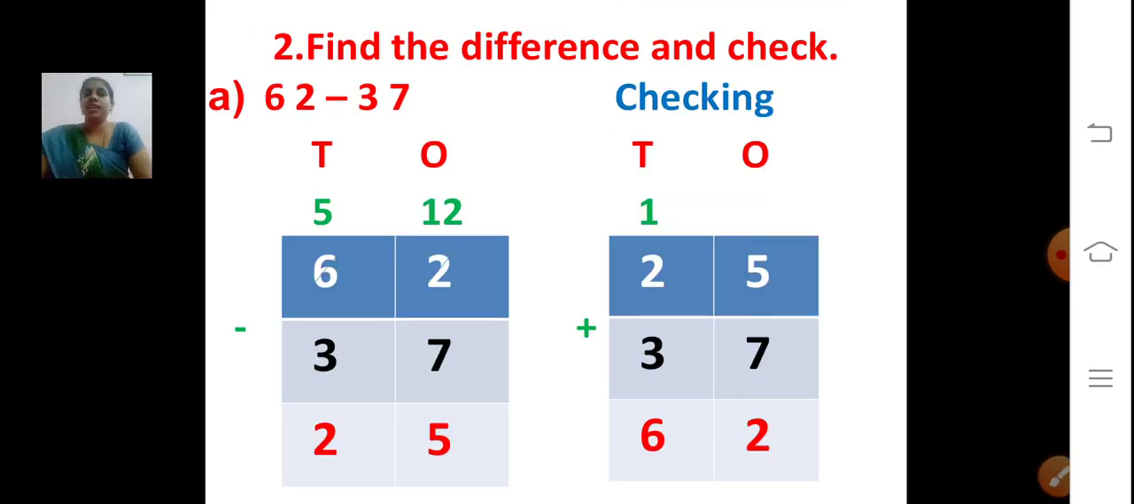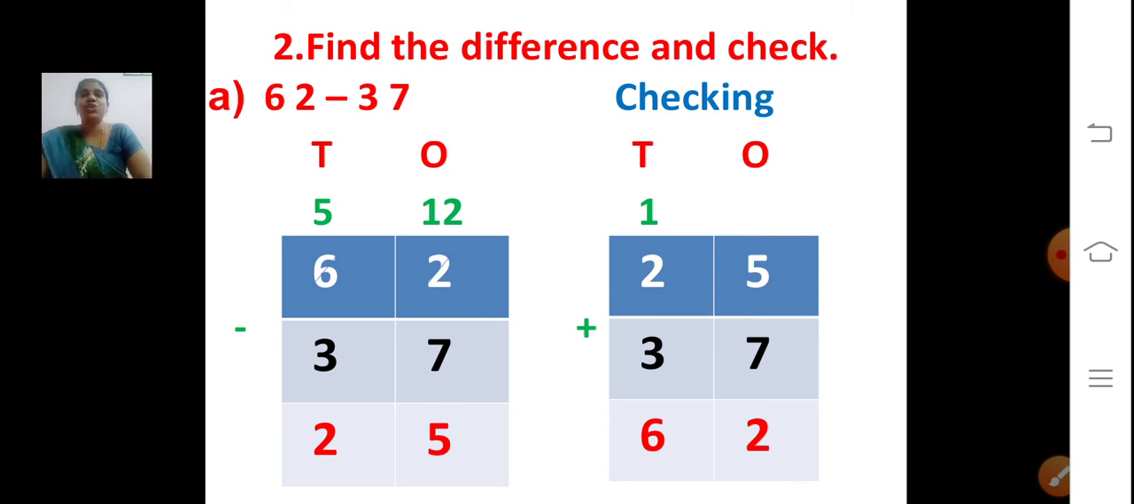Now find the difference and check. What is the meaning of difference? First we are going to do subtraction. Now we are going to check whether I have subtracted the sum correctly or not. That we are going to check. How will you check the answer? First do the subtraction.